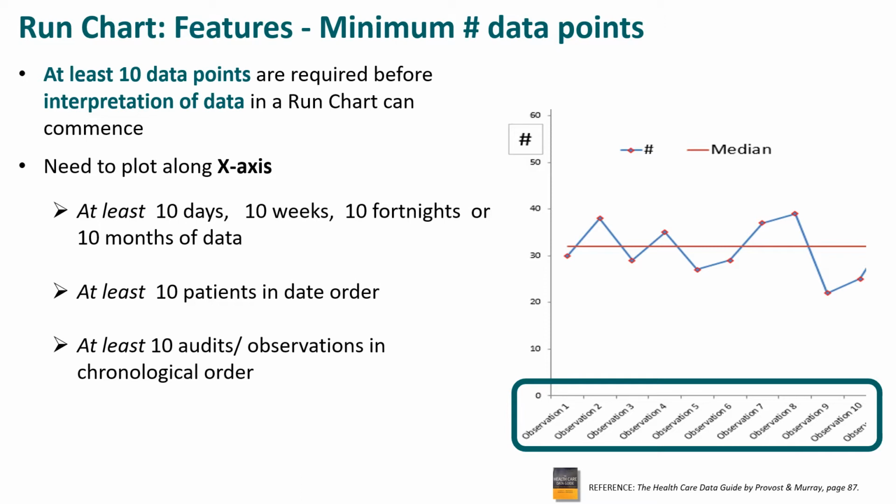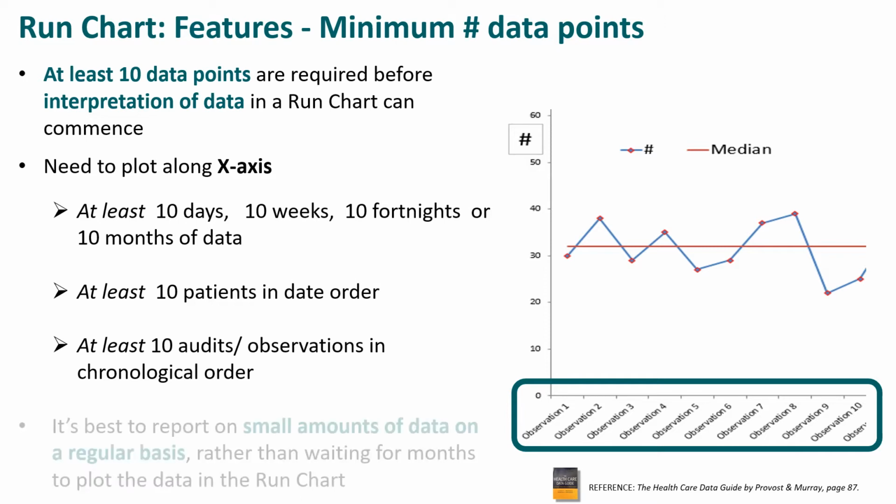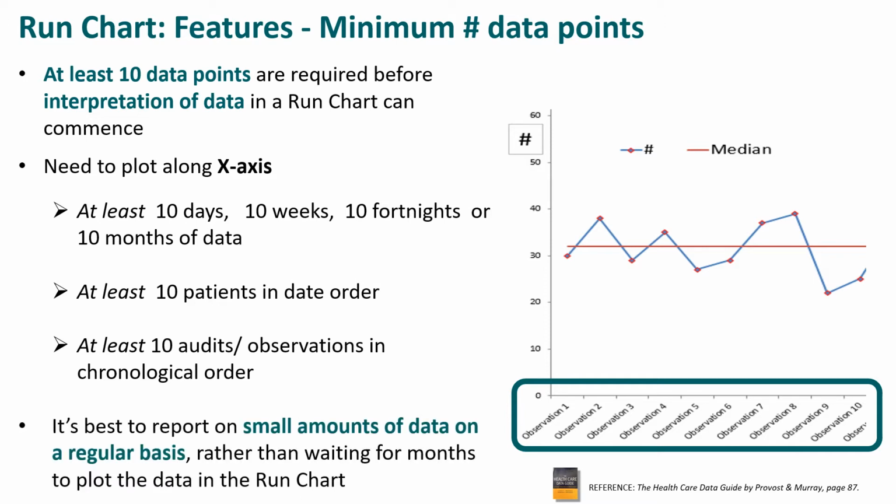So along the x-axis, you need at least 10 days worth of data, or 10 weeks worth of data, 10 fortnights, or 10 months, or at least 10 patients in date order, or at least 10 audits or observations in chronological order. So with a run chart, it's best to report on small amounts of data on a regular basis, rather than waiting for months and months to plot the data in a run chart. So in other words, it's not really advisable to collect and report data on a quarterly basis.